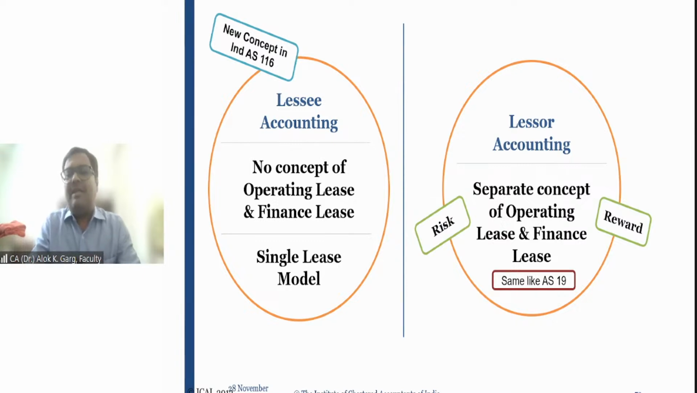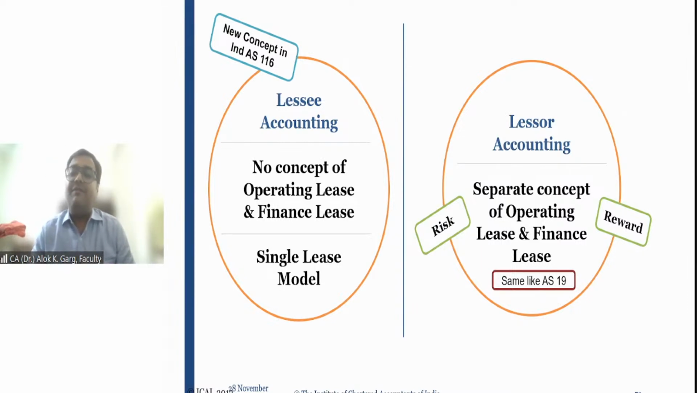So talking about the lessor accounting, in AS 19, we had a concept of operating lease where the lessor is recognizing the asset, the lessor is giving that asset on a lease basis, and the lessor is recognizing the lease rental income. Then there is a concept of finance lease accounting, and when it comes into the picture, there were some indicators which were given in Accounting Standard 19.